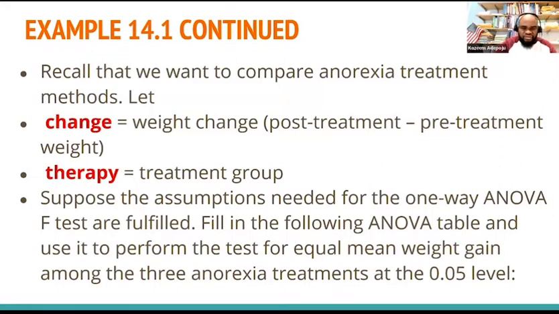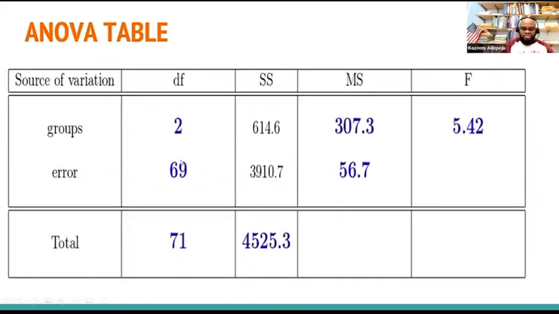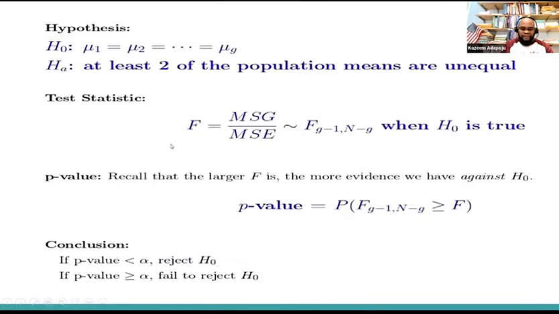Okay, thank you. Now we want to conduct analysis of variance by filling in the ANOVA table and use it to perform the test for equal mean weight gain among the 3 anorexia treatments at the 0.05 level. Okay, I want you to take note. If you use all the formulas that I showed you the other time, you're going to end up here. Now, let me show you the table again.